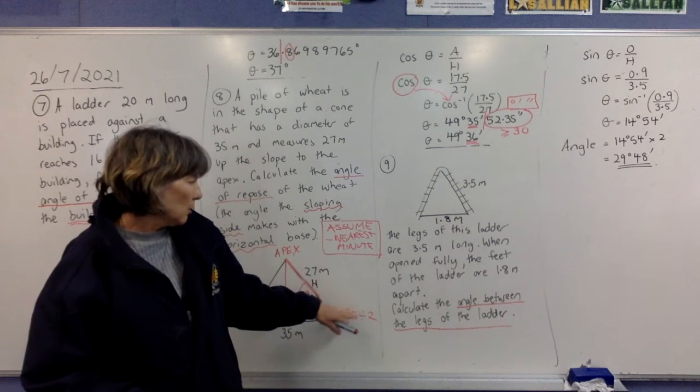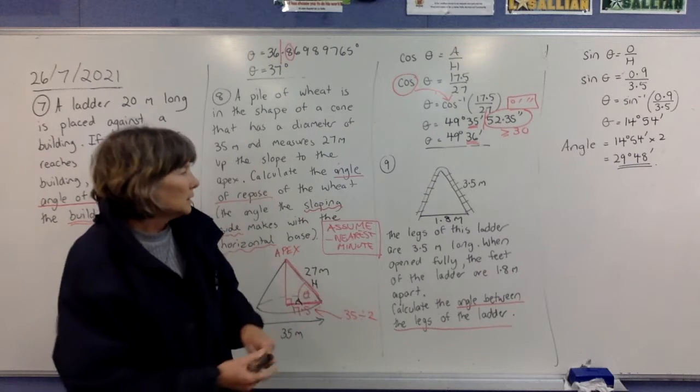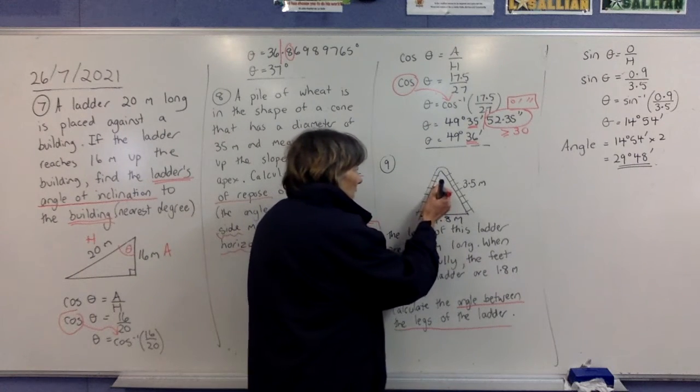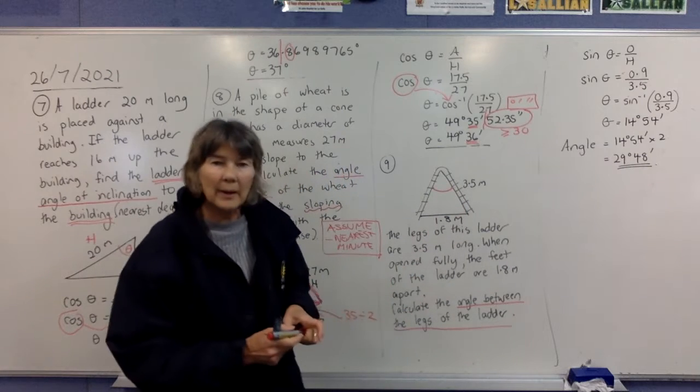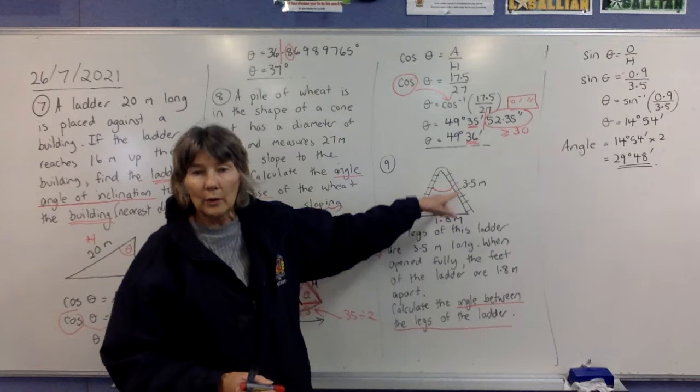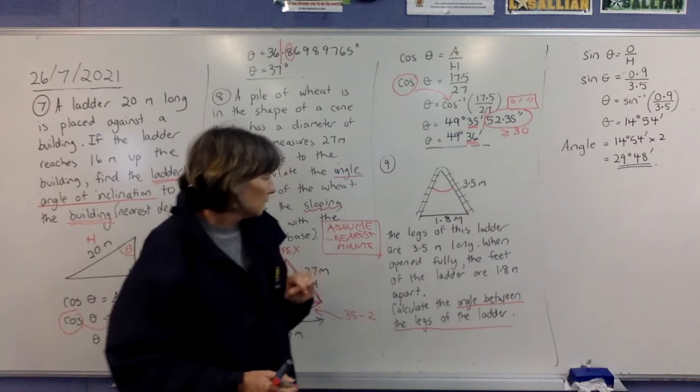Calculate the angle between the legs of the ladder. Now here's the two legs. The angle between the legs is this one here. Now that's what we're going to find. I'm not even going to write anything there at the moment, but that's what we're looking for, the angle between the two legs of the ladder.